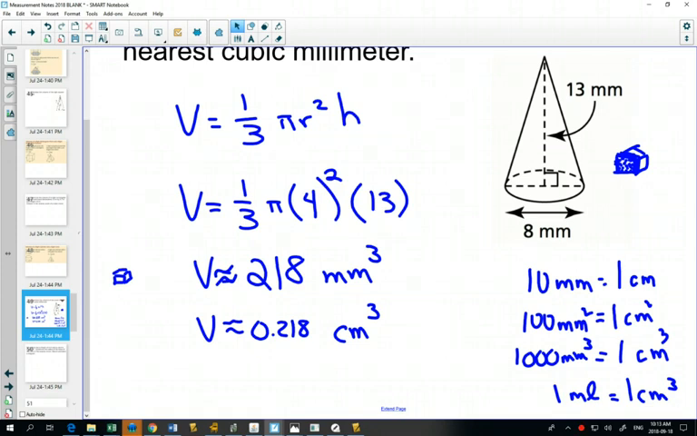But there's some more conversion stuff connected to our volumes that we figured out. But to just ask for the nearest cubic millimeter, all that we found out is that this is very, very little ice cream. And you should order a bigger size next time.